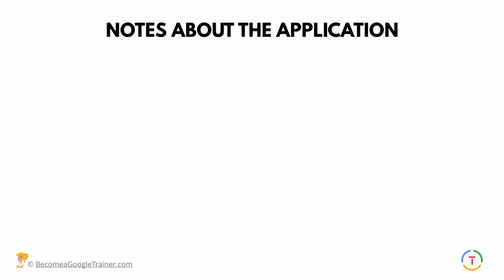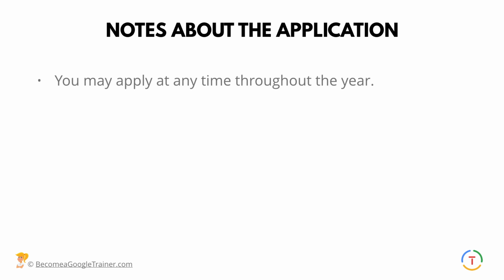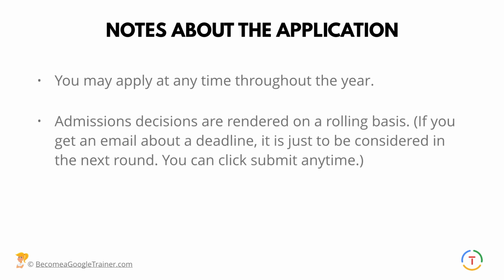So some notes about the application. You may apply at any time throughout the year. Admission decisions are rendered on a rolling basis. I like to tell people, this is a little bit confusing, but when you start the online application, which by the way, you can start it and save it and come back to it, you may also get a little email that says you only have so many days left. That's just the deadline to be considered in the next round. You can click submit anytime. So make sure that you're ready and everything that you wanted to present in that application is your best work before you click submit. It's not a true deadline.